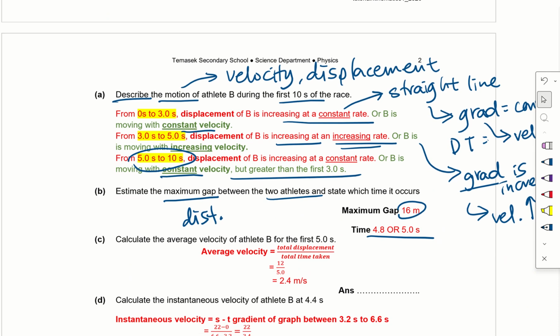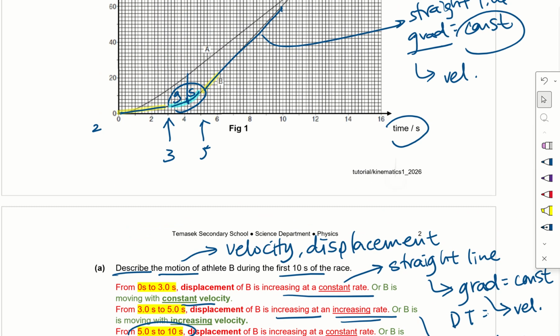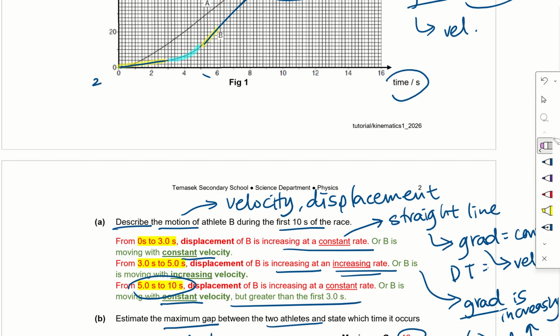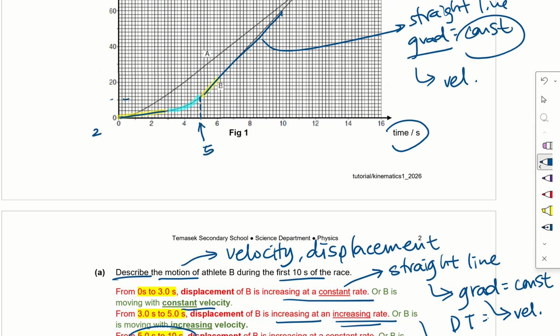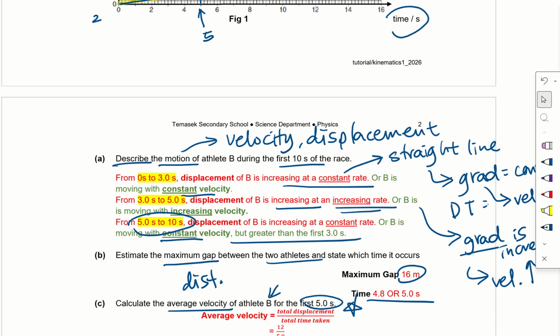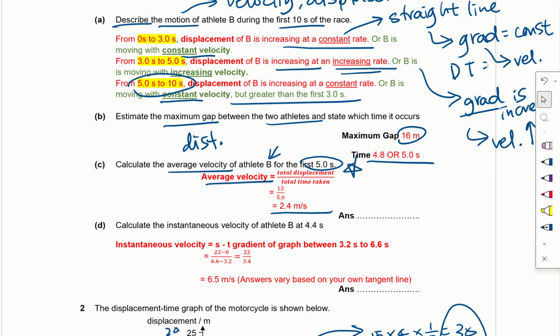Part C, calculate the average velocity for the first 5 seconds. So this is important, and it is for athlete B. For athlete B, we look at its displacement, or the distance traveled, since he's traveling in a straight line. So you can work out, if this is the 5th second, what is the distance that he has traveled. And since average velocity equals total displacement over total time taken, the answer is 2.4 meters per second.